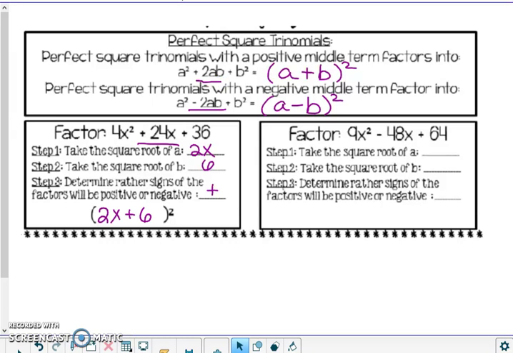Now next we have 9x squared minus 48x plus 64. So the first two steps are exactly the same. 9x squared, the square root is 3x. The square root of 64 is 8. And this is going to have a negative in the middle, a minus. So we're going to have 3x minus 8, close parentheses, and quantity squared. And that's all there is to factoring a perfect square trinomial.